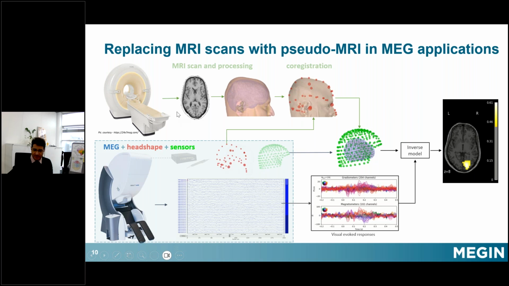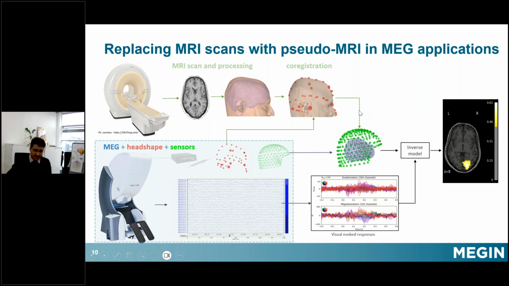We also require an individual MRI, and then we segment it using different segmentation software like FreeSurfer or SPM. In the next stage, we co-register these two datasets, MRI data and MEG data, to get them in a single coordinate frame. For that, we use head shape digitization points or fiducial points. Then we define the forward model and inverse model, and we use the data to get the source map.